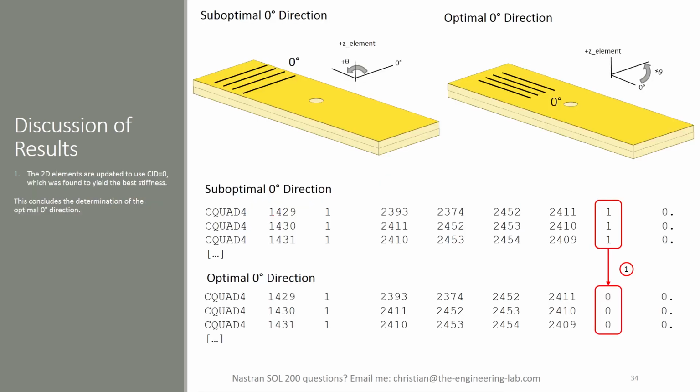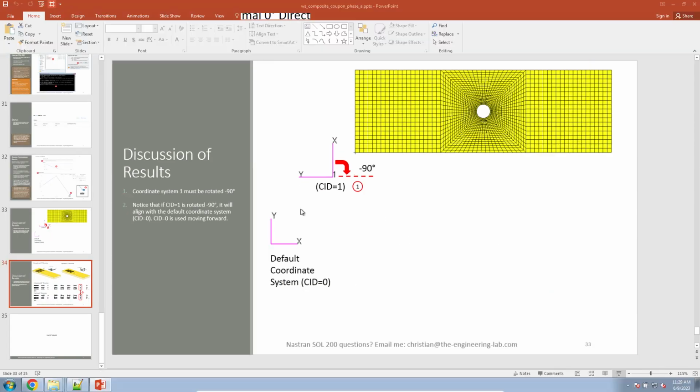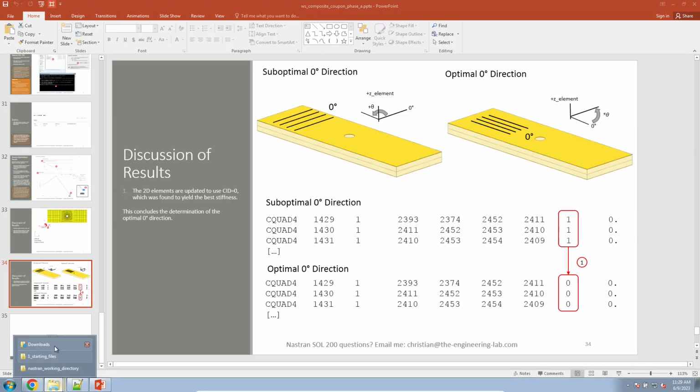By doing this, I will effectively ensure that the 0 degree direction is running horizontally as suggested by the optimizer. So the way to do this is by looking at field 8 of your 2D element, field 8 of the CQUAD4 element. We're going to take all those ones and make them all zeros, where 0 is the CID of that default or global coordinate system. So let's jump out of the presentation and make that adjustment right now.